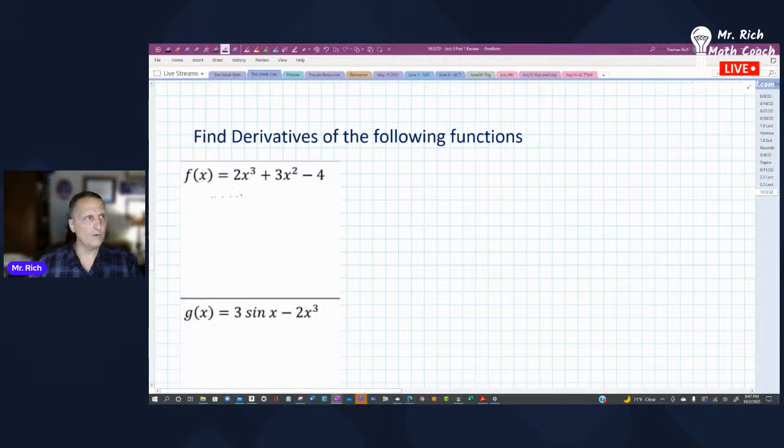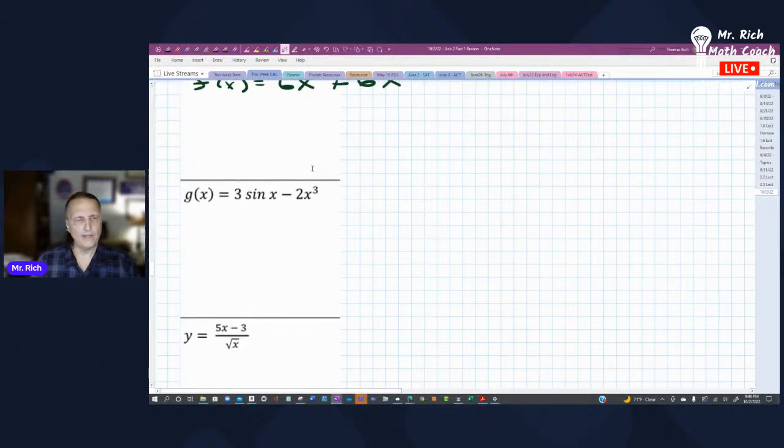So the derivative here is f prime of x is 3 times 2, which is 6, times x to the 3 minus 1, or x squared. This next term would be 2 times 3 is 6, and that would be x to the first power, and the derivative of a constant is 0. All right, next, g prime of x. This just requires me to know the derivative of the sine function, which is cosine. So this is 3 cosine x minus 6x squared. Easy enough.